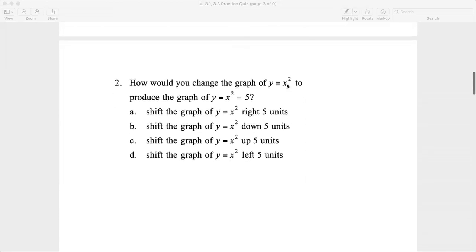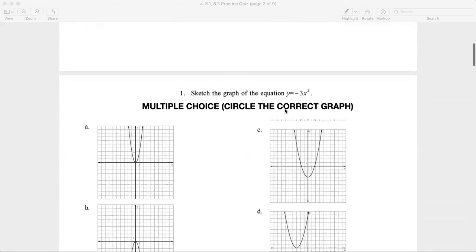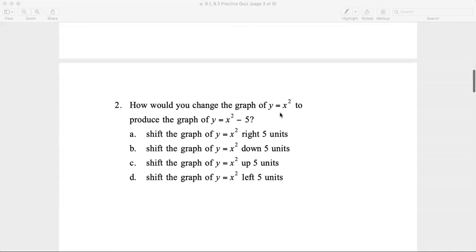How would you change the graph of y equals x squared, that's the parent function, to produce the graph of y equals x squared minus 5? So again, guys, this is from one of the earlier units before we were doing line of symmetry and all that. There's no b value, just like in the first one. When there's no b value, you can make it very simple. Your parent function is always going to be at 0, 0 facing up. The vertex is always going to be at 0, 0 and it's facing up.